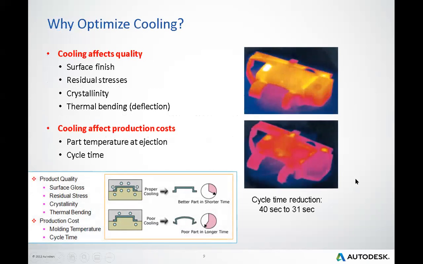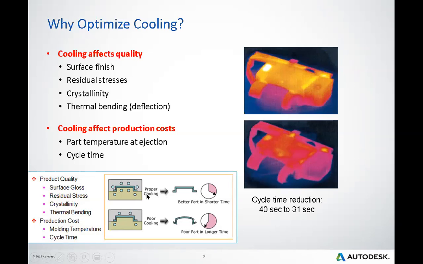Why optimize cooling? Cooling affects quality. We have 4 topics: surface finish, residual stress, crystallinity, and thermal bending. What do they mean? I will explain in detail in the next slide. Cooling also affects production cost, the part temperature at injection, and the cycle time. We focus on the cycle time because cooling consumes much time, as shown by the percentage in the pie chart. I will show you in the next slide.